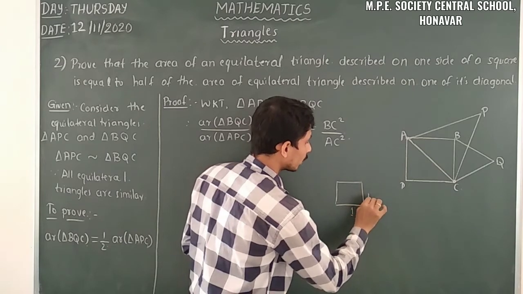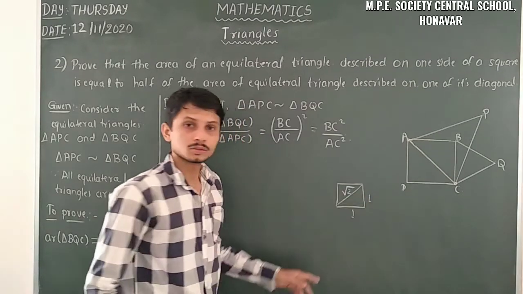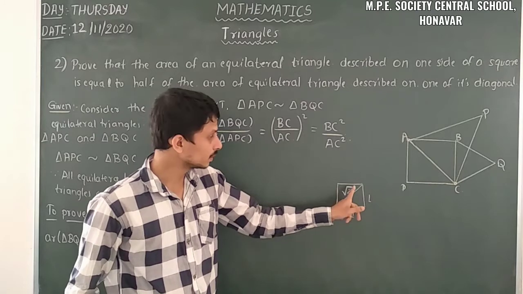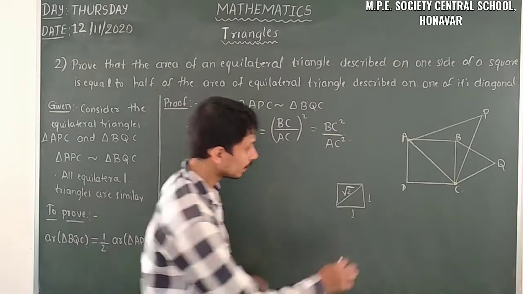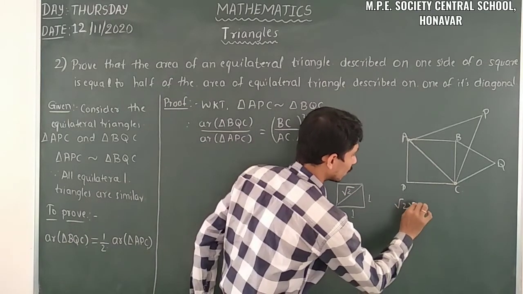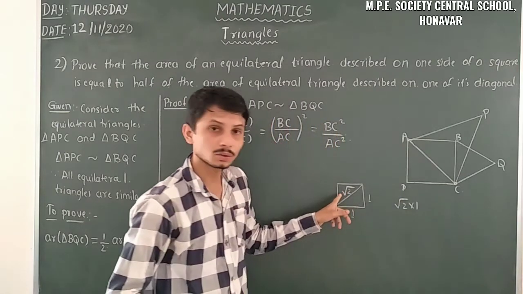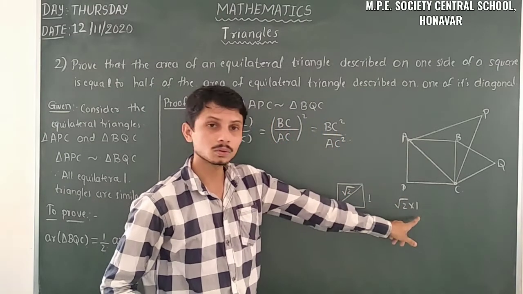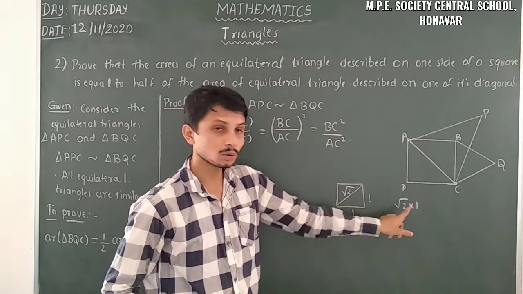So here 1 and 1 is there. So that means the diagonal is root 2. So here we have converted it into root 2 into 1. It is possible. That means root 2 into side. So diagonal is equal to root 2 into side.